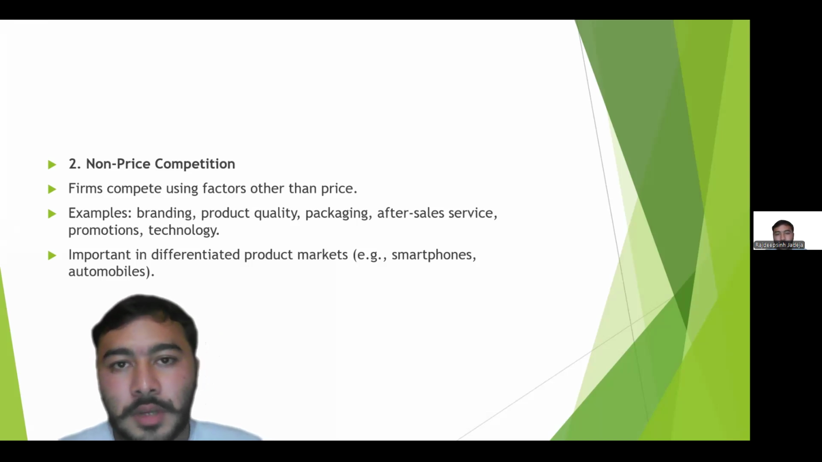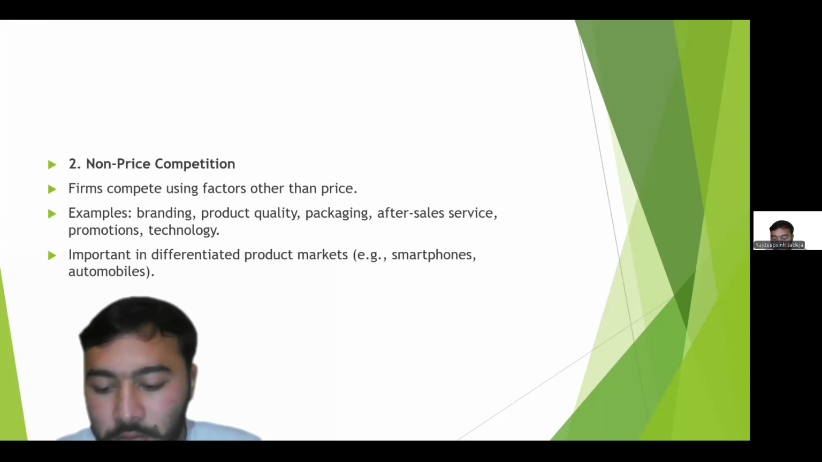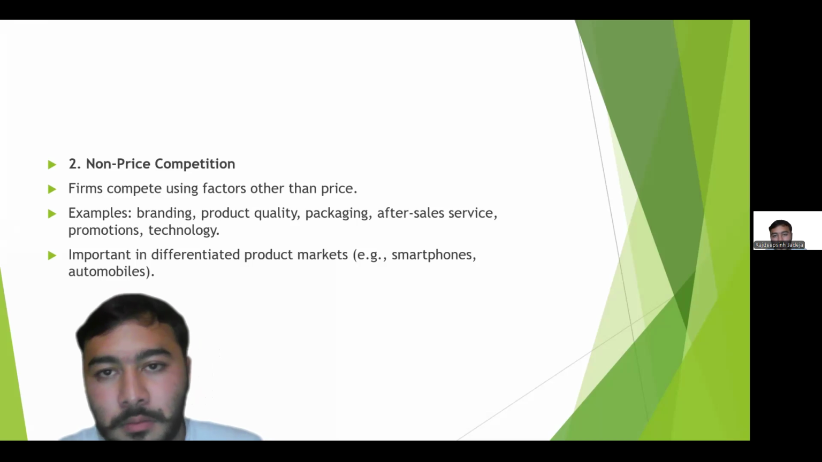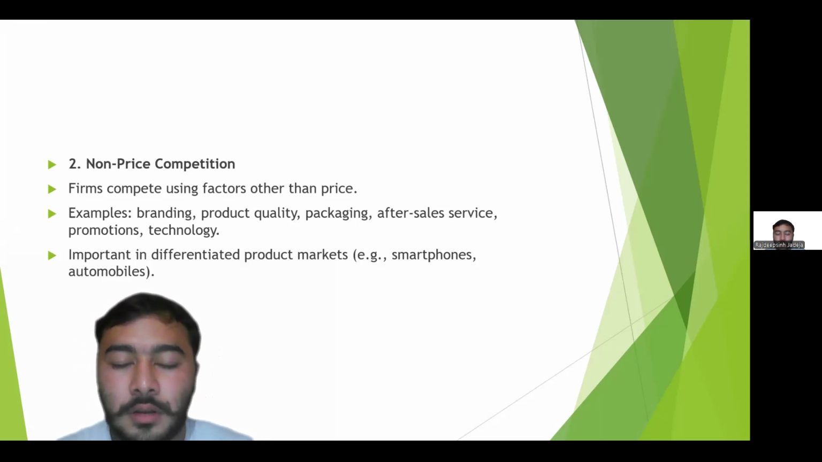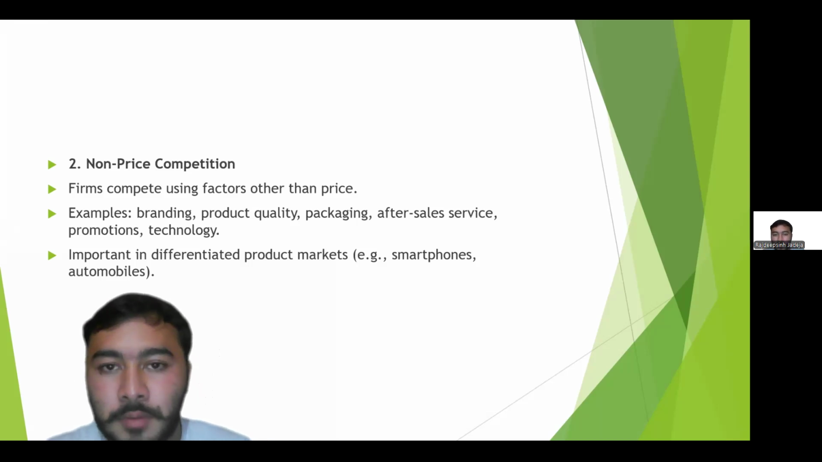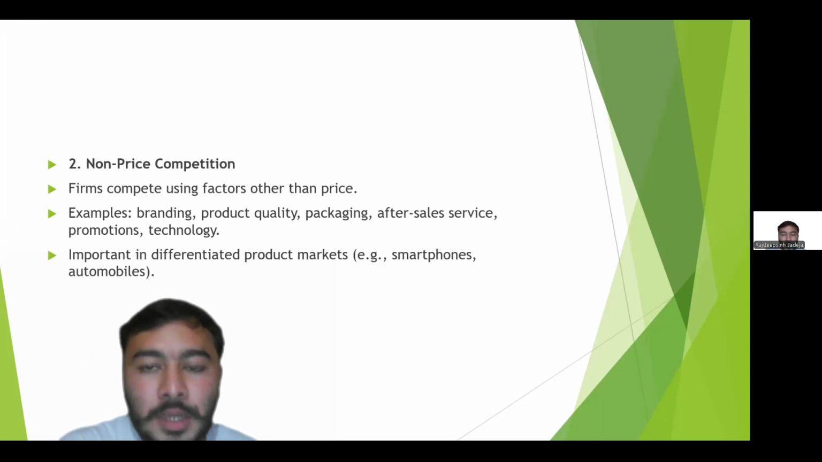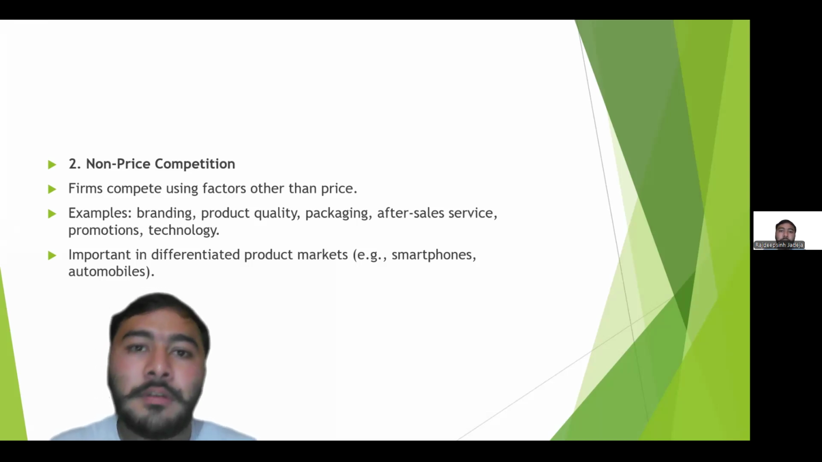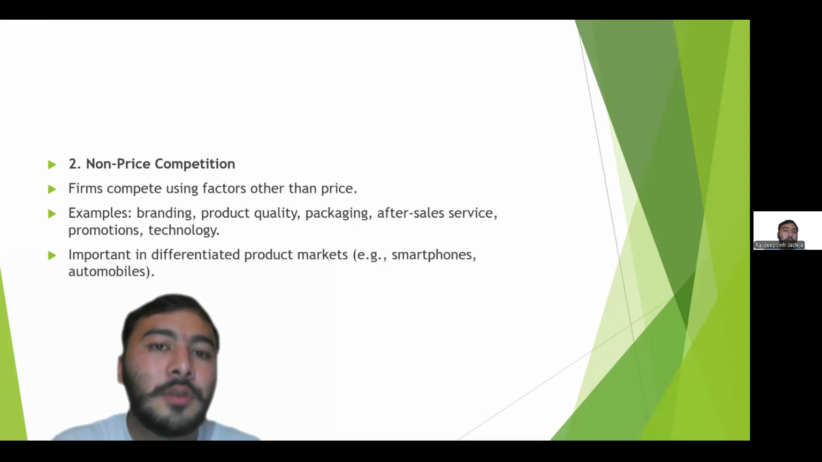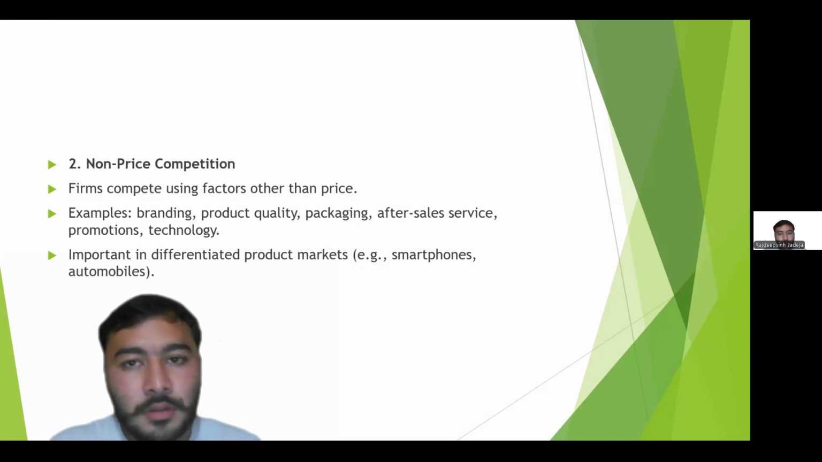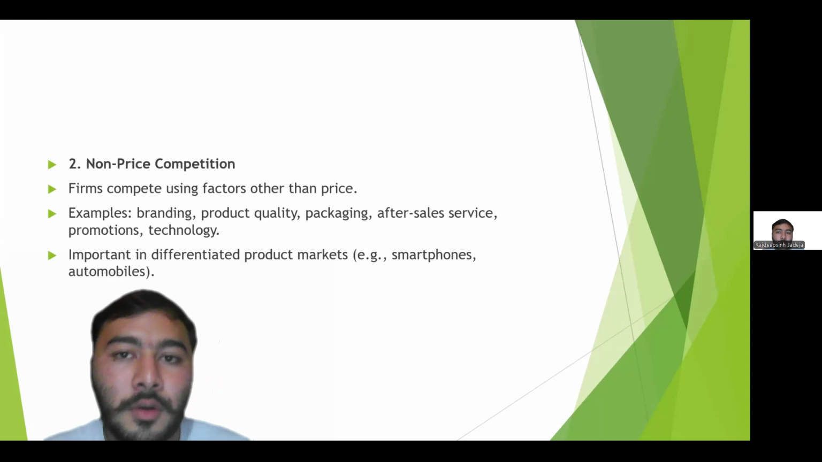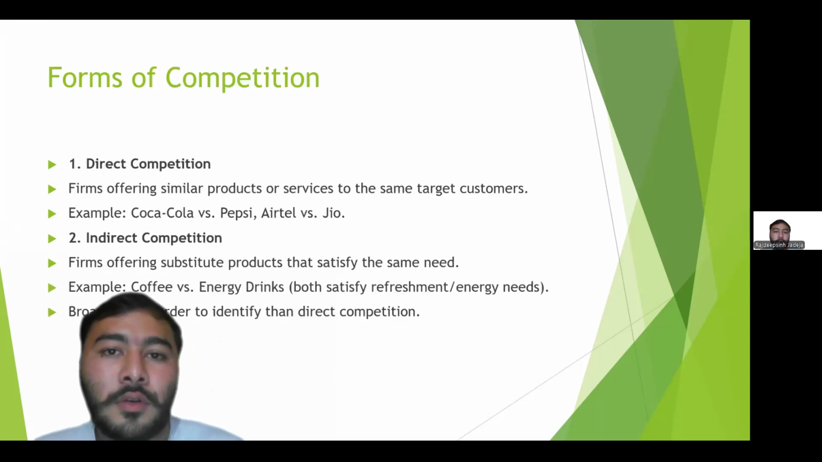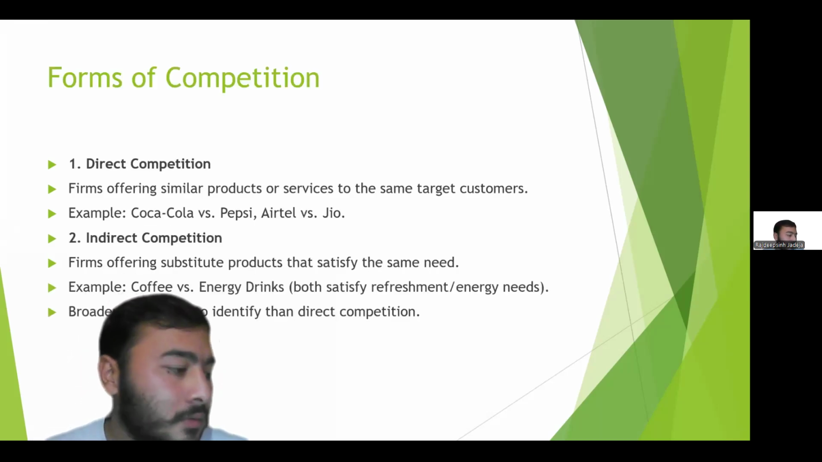Non-price competition is based on the quality of a product, not on price. If there are two types of car, and the quality of car A is better than car B, then consumers who are quality conscious, who believe in good quality products, will obviously go for car A, no matter what price they are quoting. So this is non-price competition. The third one is forms of competition.